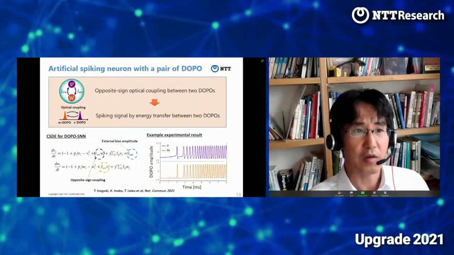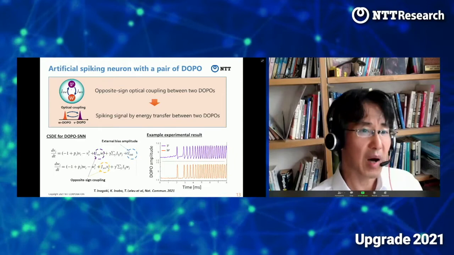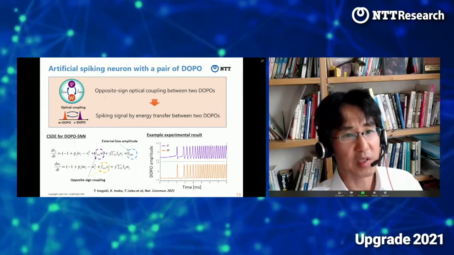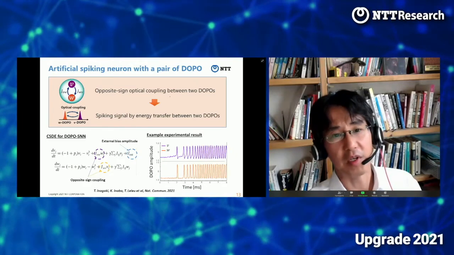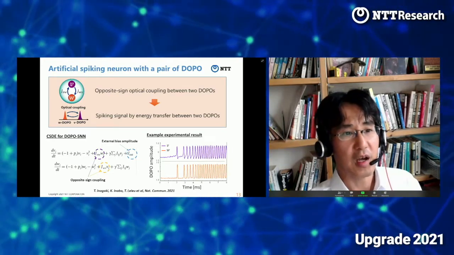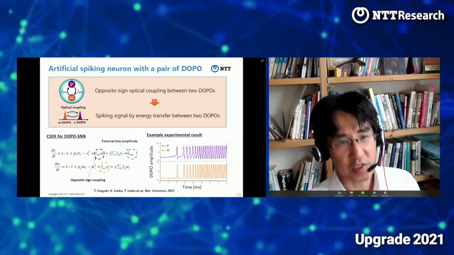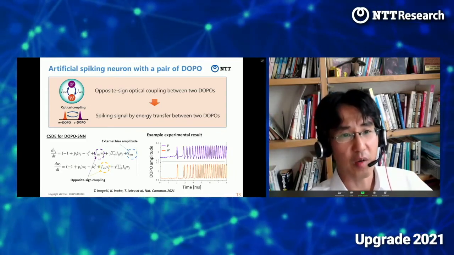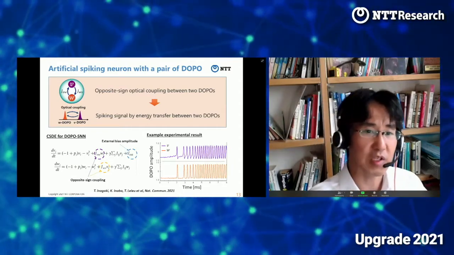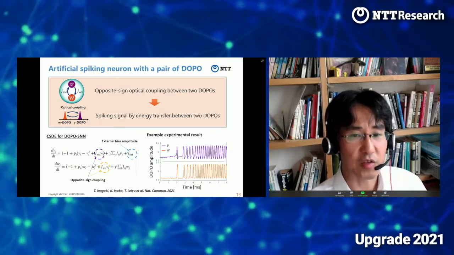The concept of the artificial spiking neuron with a pair of DOPOs is summarized here. We use two DOPO pulses, denoted by V pulse and W pulse in this picture. Those are coupled via measurement feedback by using opposite sign optical coupling. For example, when feedback from V to W pulse is given by JWV, the feedback from W to V pulse has the same amplitude but the opposite sign. By using this opposite sign connection, we observe periodical energy transfer between the two OPOs, and that can be used to emulate the behavior of the spiking neuron.